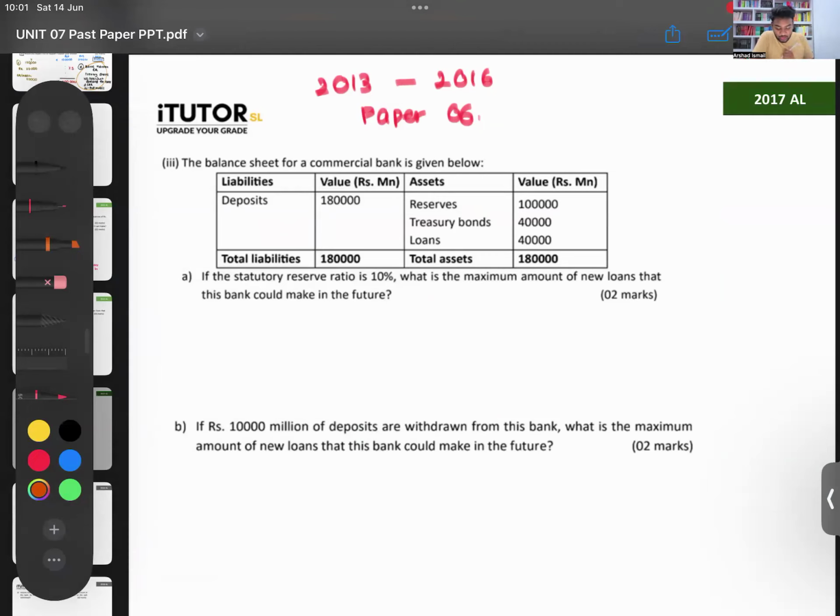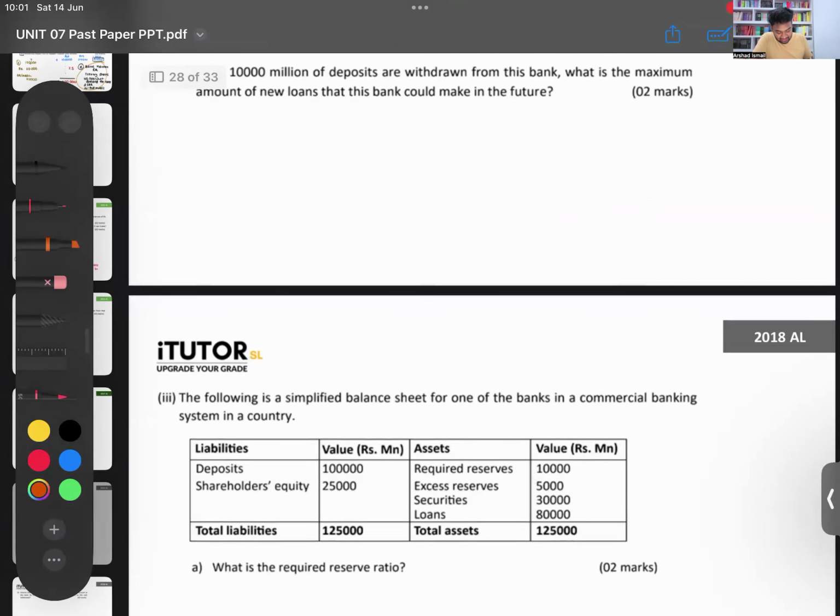So 2017 A levels, question number 3. The balance sheet for a commercial bank is given below. So they've given deposits, reserves, treasury bonds, loans. They're saying if the SRR is 10%, what is the maximum amount of new loans that this bank could make? The first part I got right. The second part only I got wrong.